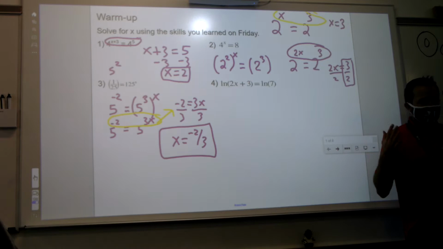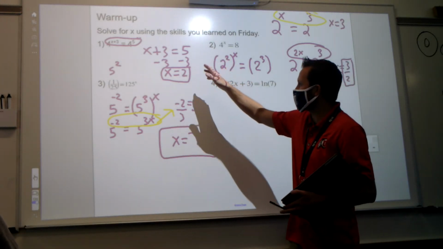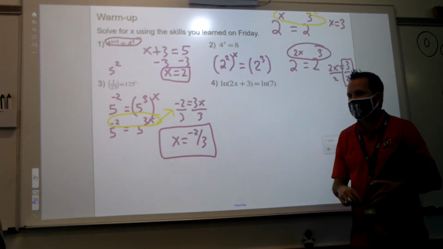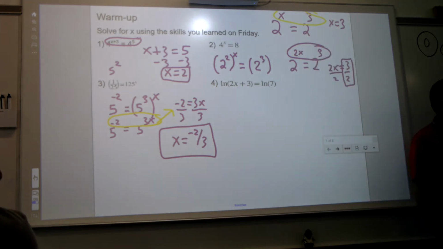So guys, your first shortcut when you're solving an exponential is that if you can get it so it's an exponential set equal to an exponential, and the bases are the same, then just set the exponents equal to each other and solve. That's the easy way to do it.